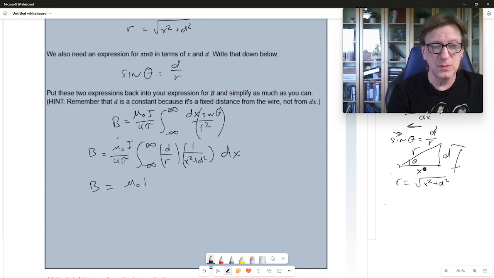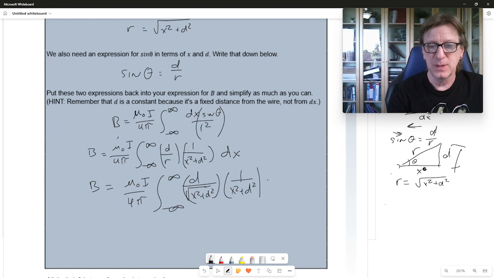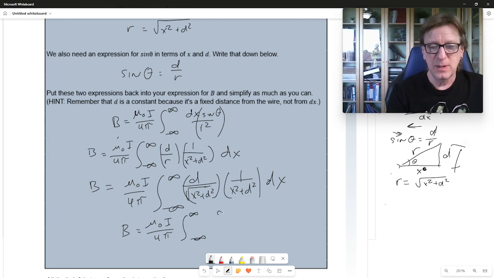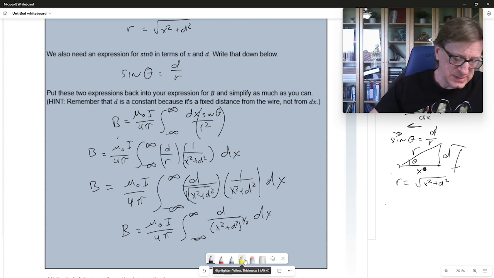So then I get mu 0 I over 4 pi, integral negative infinity to infinity, d over square root x squared plus d squared times 1 over x squared plus d squared dx. Well, we can combine these two. So our last little step and the last integral that we need to do is, constant of course is going to be the same, integral from negative infinity to infinity, and it's going to be d over x squared plus d squared to the 3 halves dx. See if that makes sense?